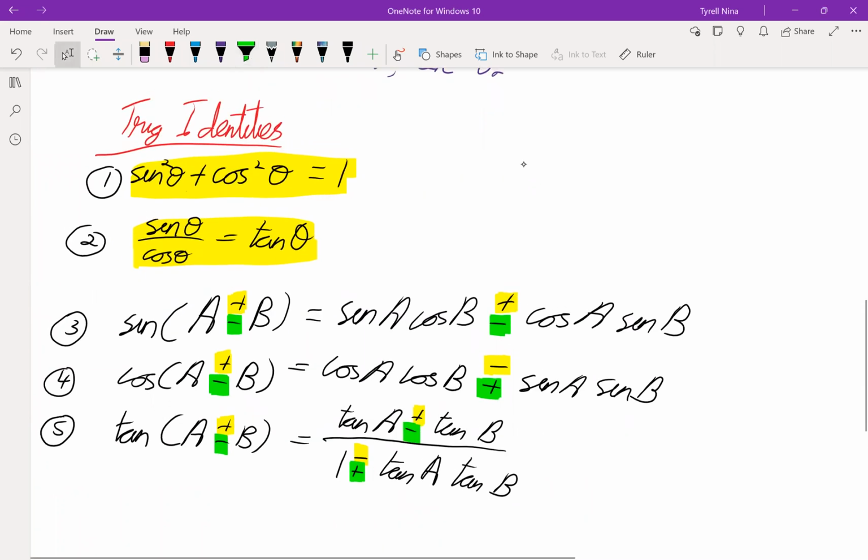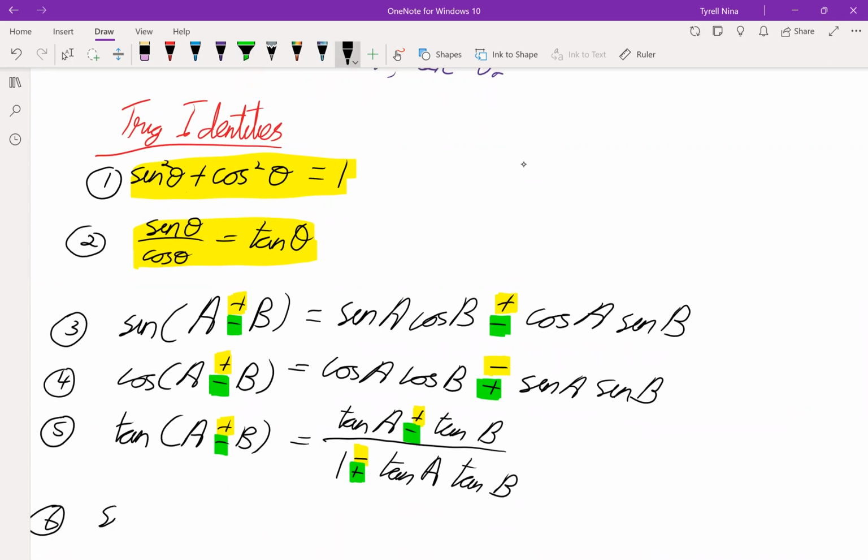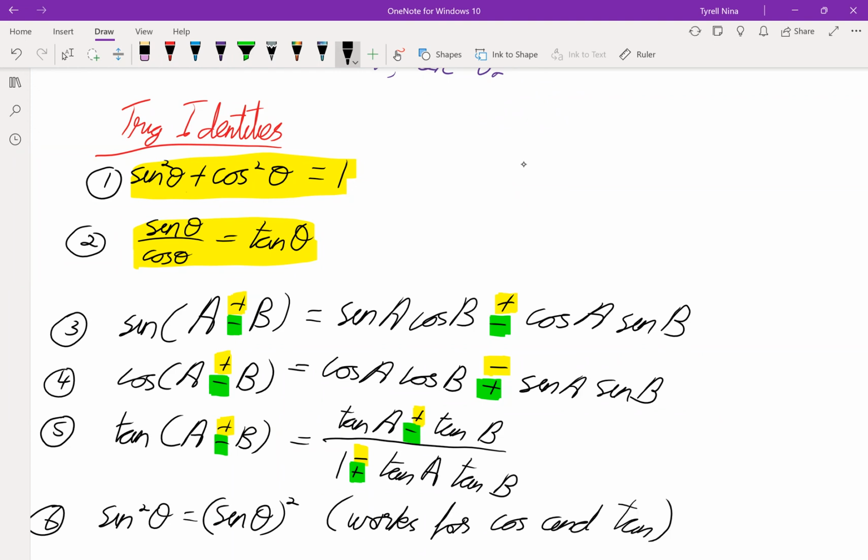Right. So this is the one I was talking about, right? Sometimes it's hard to remember if to do it or not. I need you to remember sine squared theta is the same as sine theta all squared, right? And this works for cos and tan as well. Sometimes you all tend to forget that. Don't forget that, right? That is the main component there.